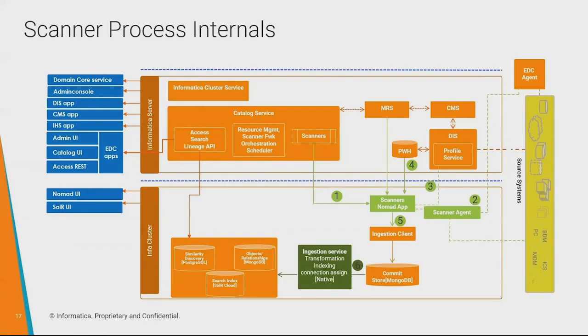The ingestion service, which is again a native Nomad Java-based job, processes the metadata and ingests the graph details into the graph database, which is our MongoDB, and any indexes into the Solr cloud. So when the similarity discovery scanner runs, it reads the metadata from the catalog and writes into the commit store to be processed by the ingestion service again, and this cycle continues.